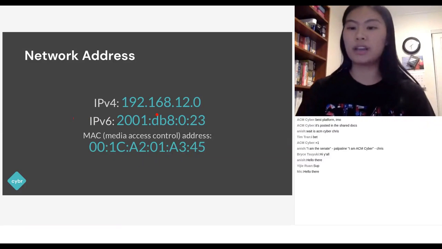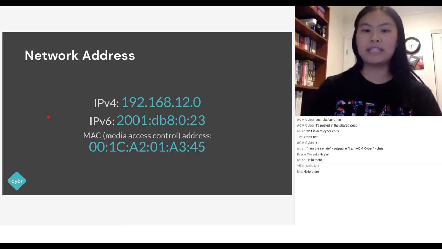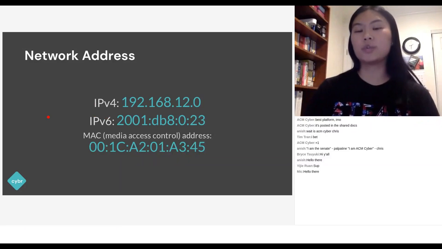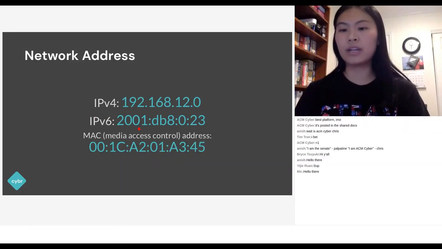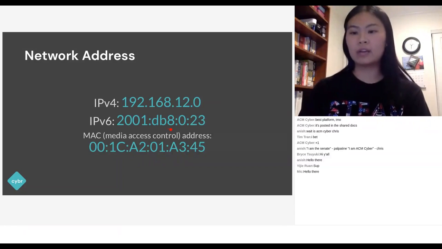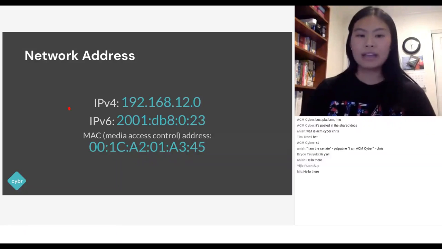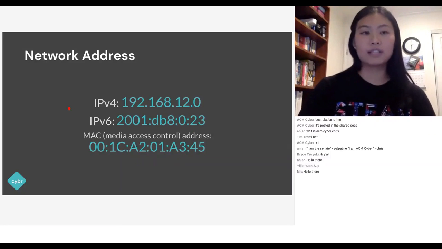This is the one that we're most used to, I guess. And then IPv6 is 128 bits, and it's in hexadecimal notation, denoted by colons. So 2001, colon, and then DB8:0:23. Your MAC address, also known as media access control address, is also your internet address.